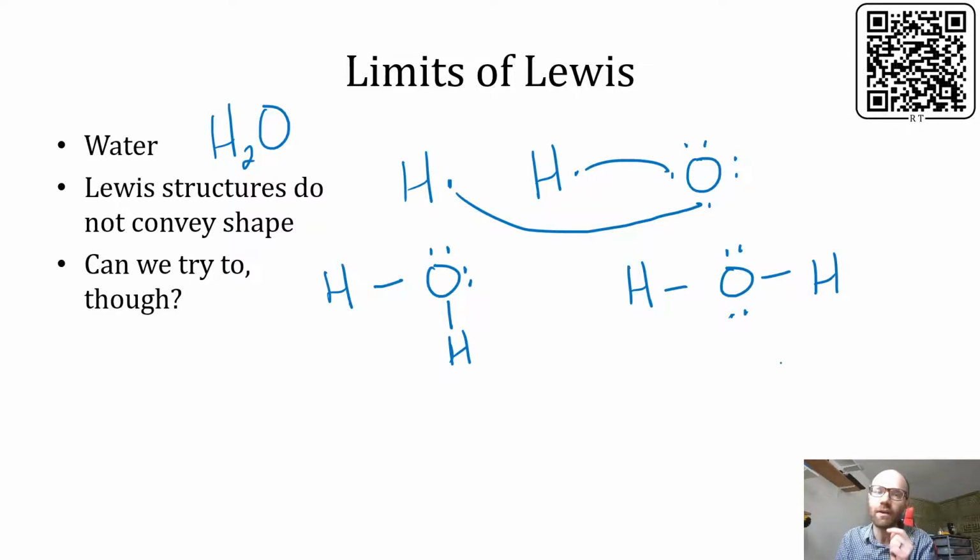And that's a big shortcoming of a Lewis structure. They tell you how all the bonding happens, but they don't tell you where everything is actually located. So technically, both of these structures convey the bonding in water. Two shared pairs, two lone pairs.